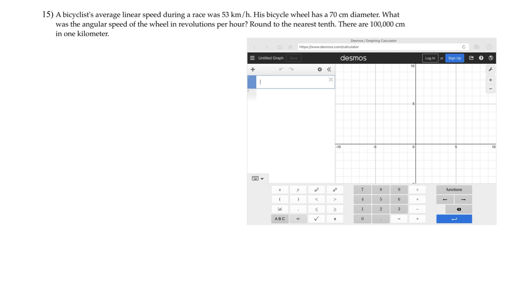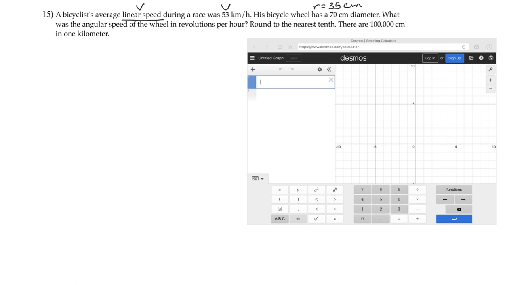All right, here's a good question. Average linear speed, so it's v, was 53. That's our v. The bicycle wheel has a 70-centimeter diameter. Okay, I need radius, so I have to cut that in half. So the radius is 35 centimeters.